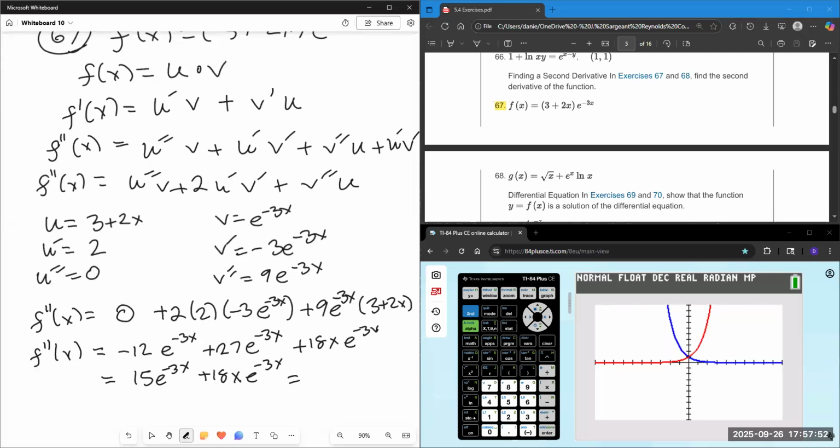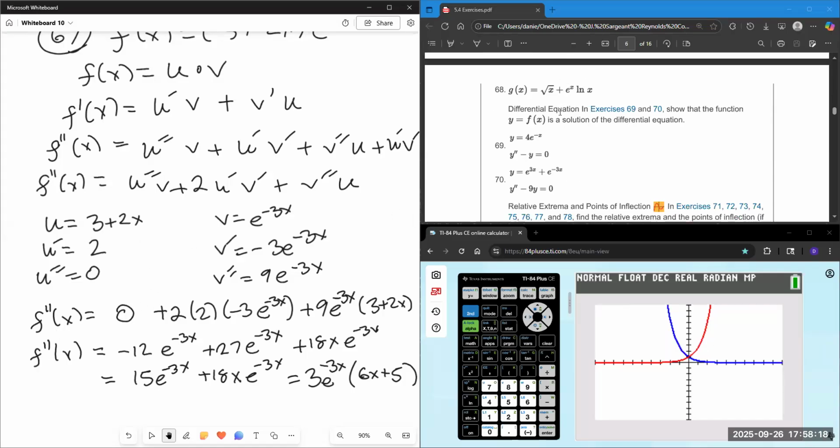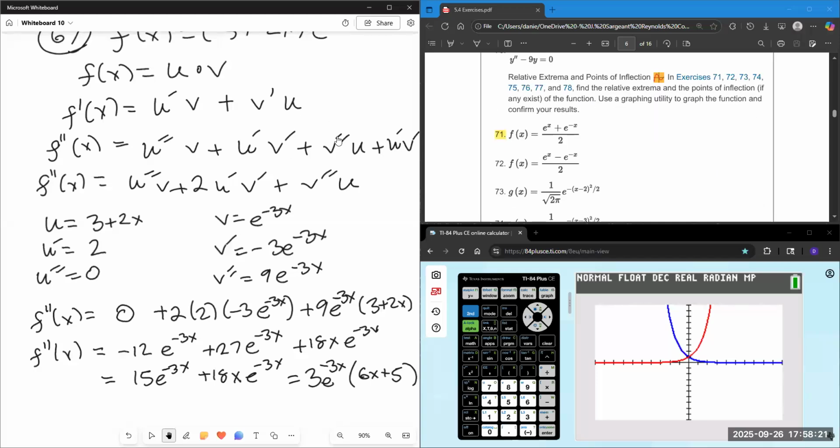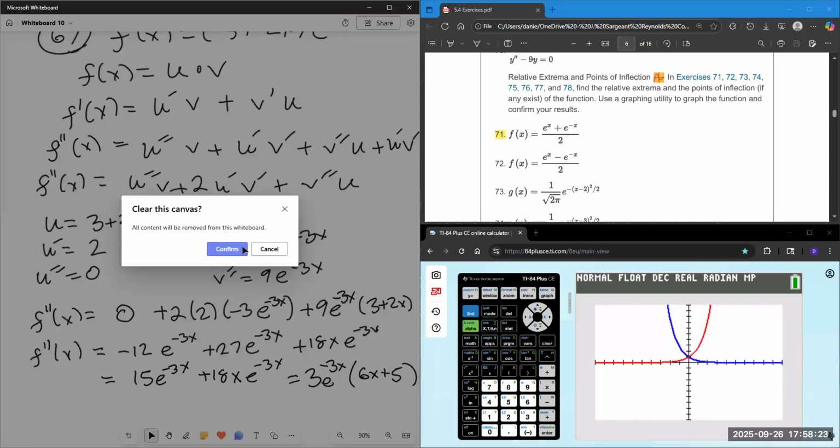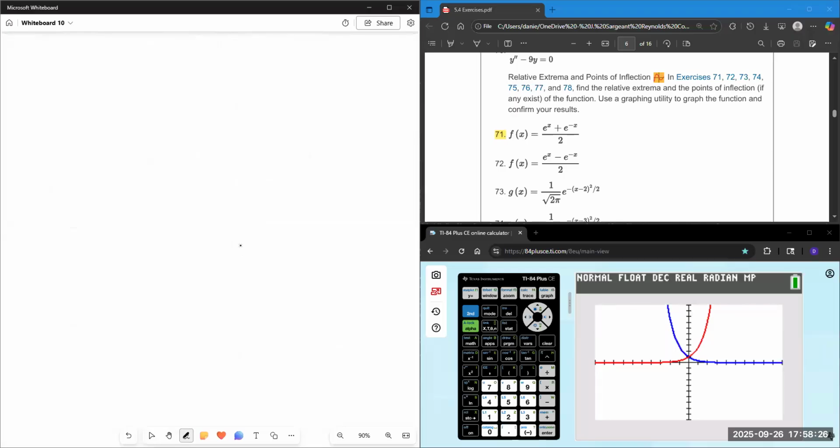I see a common factor of 3. I see a common factor of e to the negative 3x. That gives me 3 e to the negative 3x times 5 plus 6x, or 6x plus 5. That's it for that problem. Let's move on now to number 71. Let's find relative extrema and points of inflection.